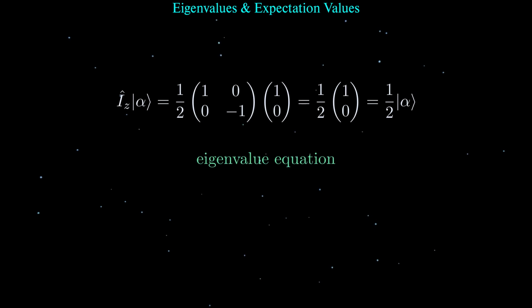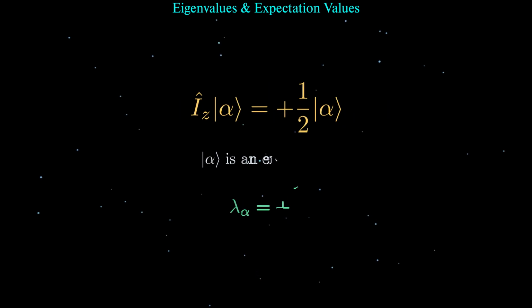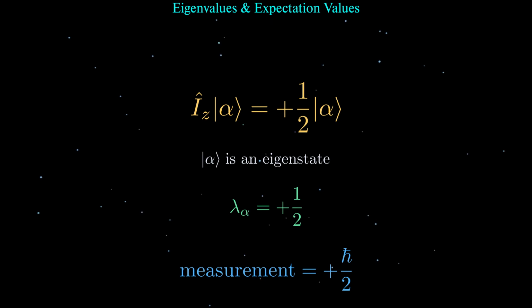This is an eigenvalue equation. The operator acted on the state, but the state itself did not change into a new direction. It came back as alpha again, but just multiplied by a number. And that number is the eigenvalue. So alpha is an eigenstate of Iz, and its eigenvalue is plus 1/2. If we include the units of angular momentum, the measurement value is plus h bar over 2.